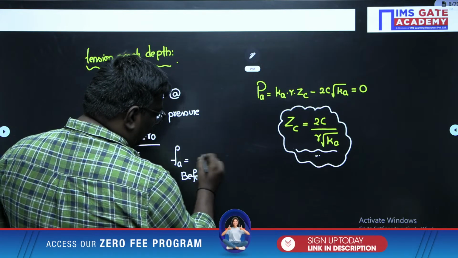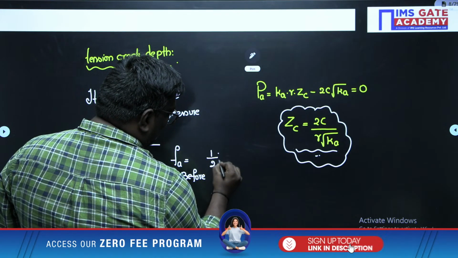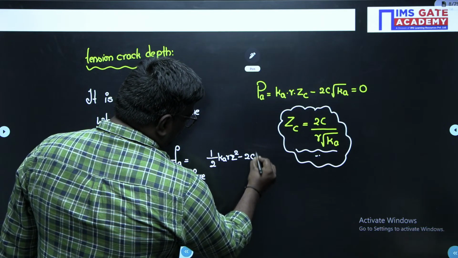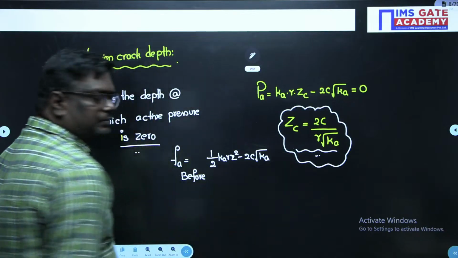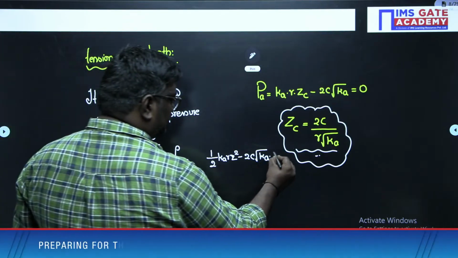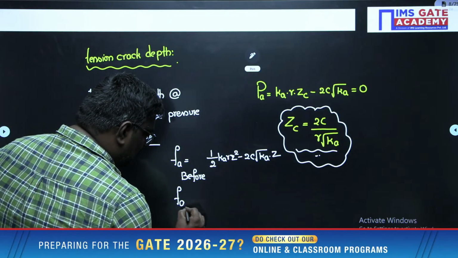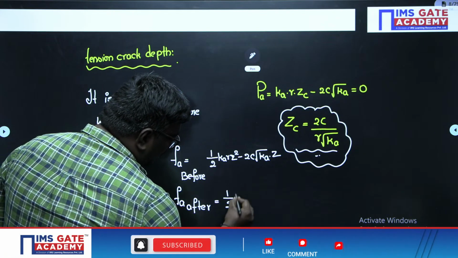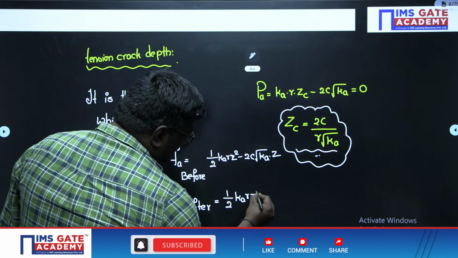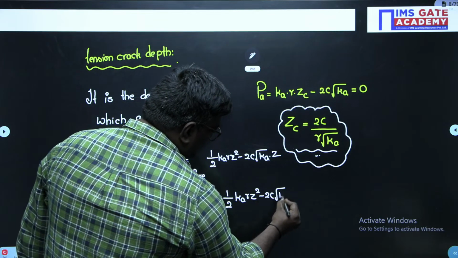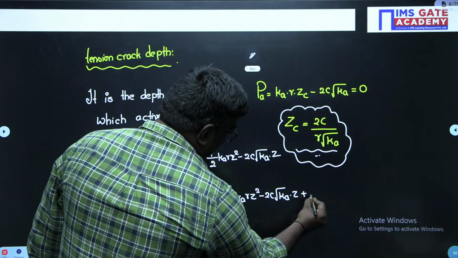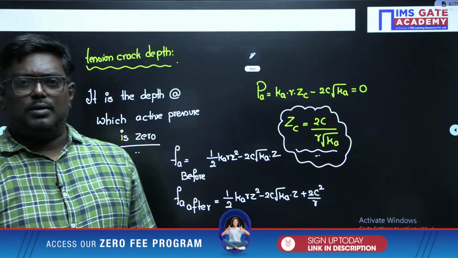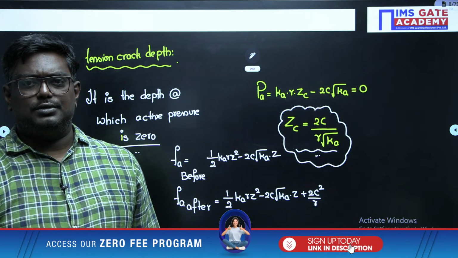Now, my dear students, the active force before formation of tension crack is half of Ka gamma z square minus 2c root Ka, into z. The active force after formation of tension crack is half Ka gamma z square minus 2c root Ka z plus 2c square by gamma. Agree, my dear students?